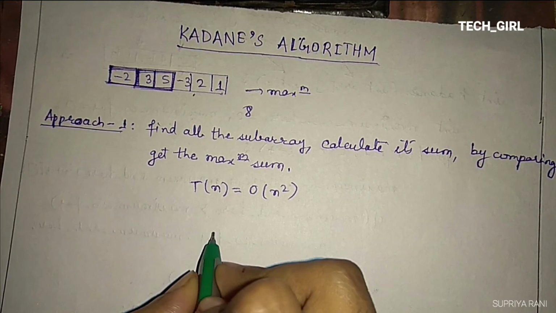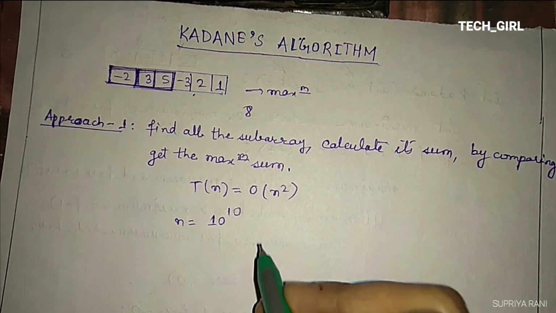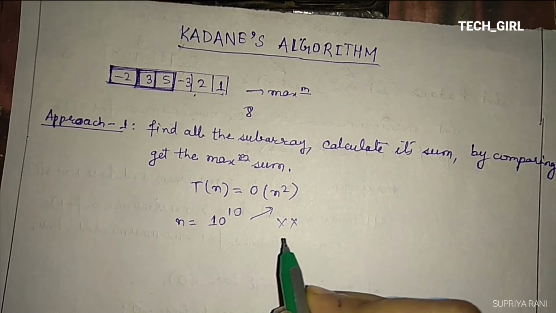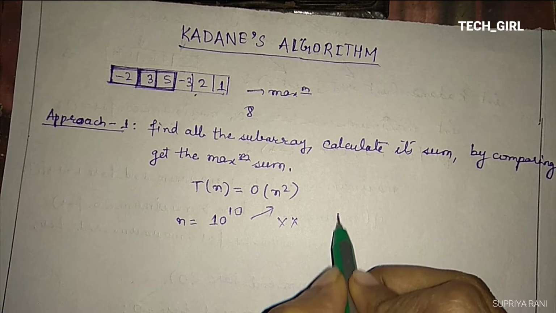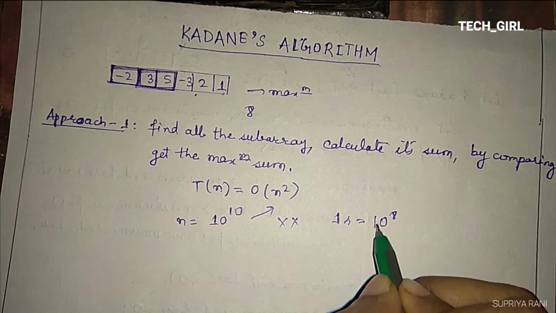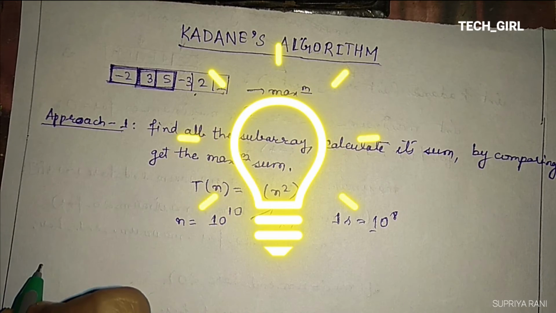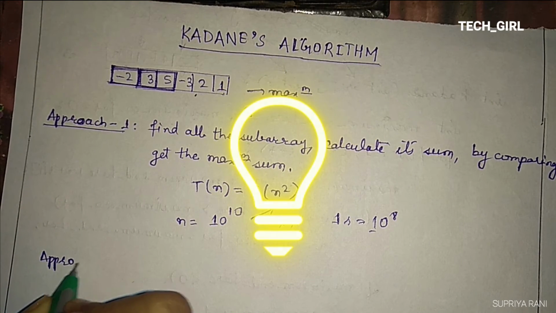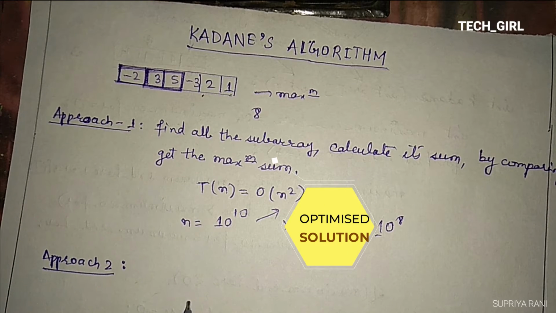Suppose the size of the array is 10 to the power 10. Suppose n is 10 to the power 10. So this won't run. As you know, for a time complexity of 1 second, you can run only 10 to the power 8 inputs. So this approach will fail when the size of the array is more than 10 to the power 8. Now, in this case, Kadane's algorithm comes into the picture. This is the optimized solution, and I'll tell you the time complexity later in this video.